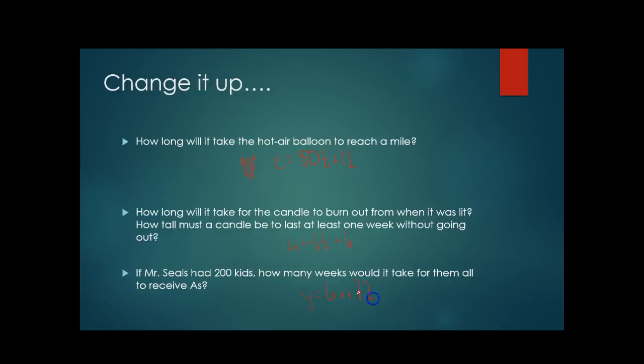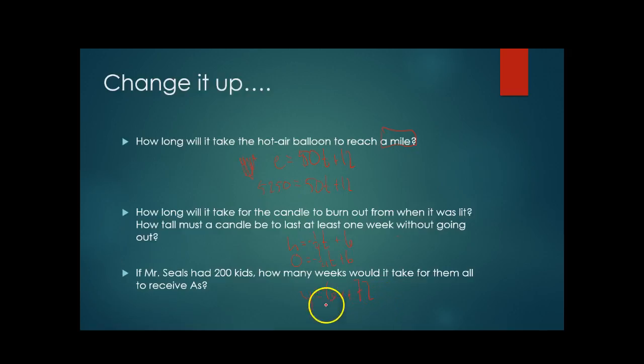Okay, there's our 3 equations. Now it's asking how long will it take the hot air balloon to reach a mile. In this case, we know how high we are, so we're going to put 5,280 feet, which is a mile, equals 50 t plus 12. And this one, there's 2 questions. How long will it take for the candle to burn out when it was lit? So we want to know when the height is 0. What's that going to be? And how tall must the candle be to at least last 1 week without going out?